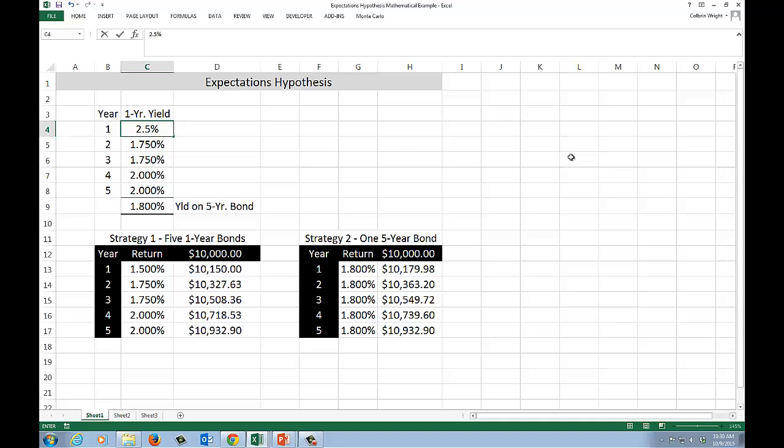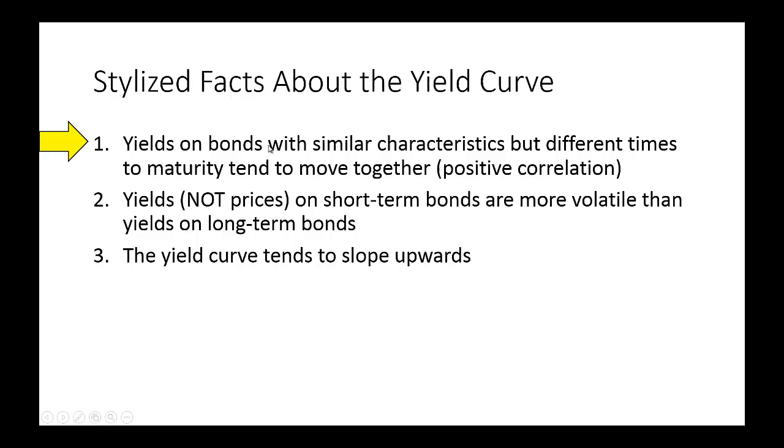So this bond went from 1.5 to 2%. This bond went from 1.8 to 2. So we can see, this bond went up to 2.5%. The 5-year treasury goes up to 2%. So, yeah, the expectations hypothesis explains very nicely why the yields to maturity on bonds with different times to maturity are positively correlated. It also explains really cleanly why the yields to maturity on short-term bonds are more volatile than the yields to maturity on long-term bonds.